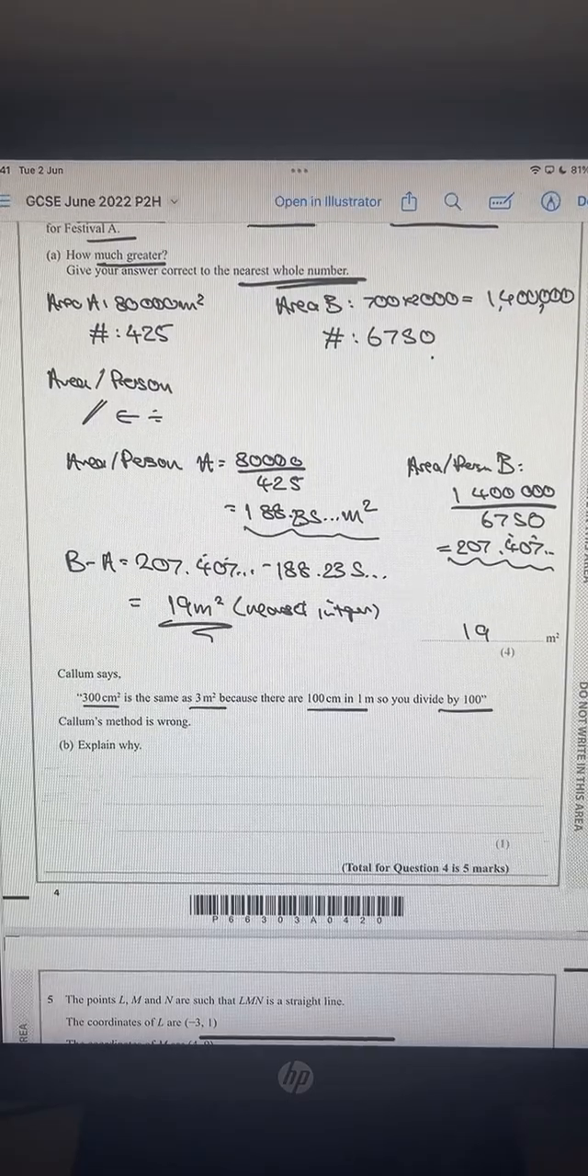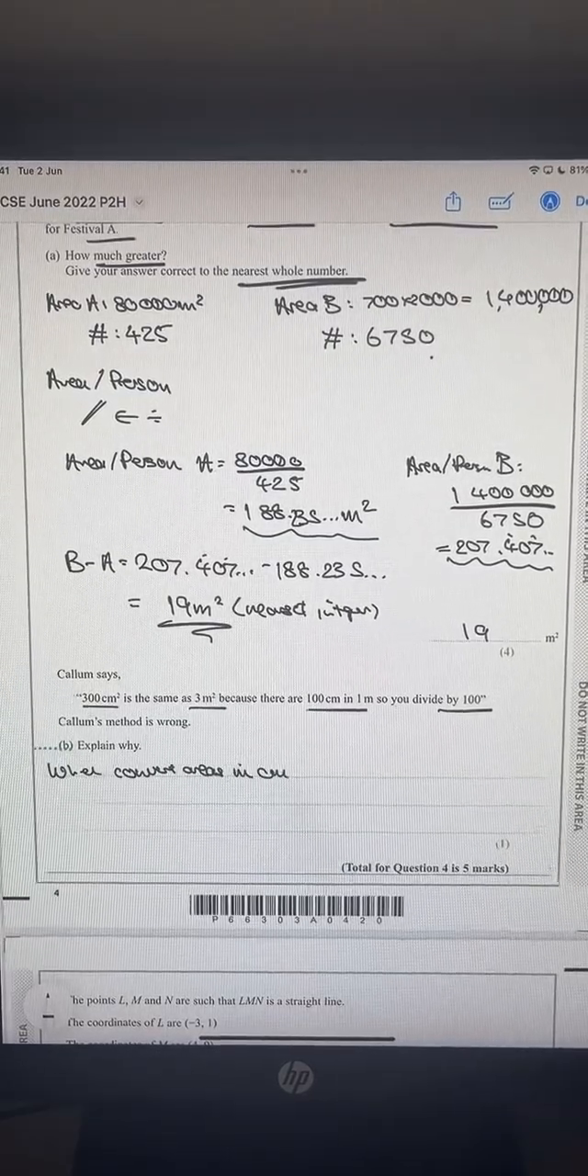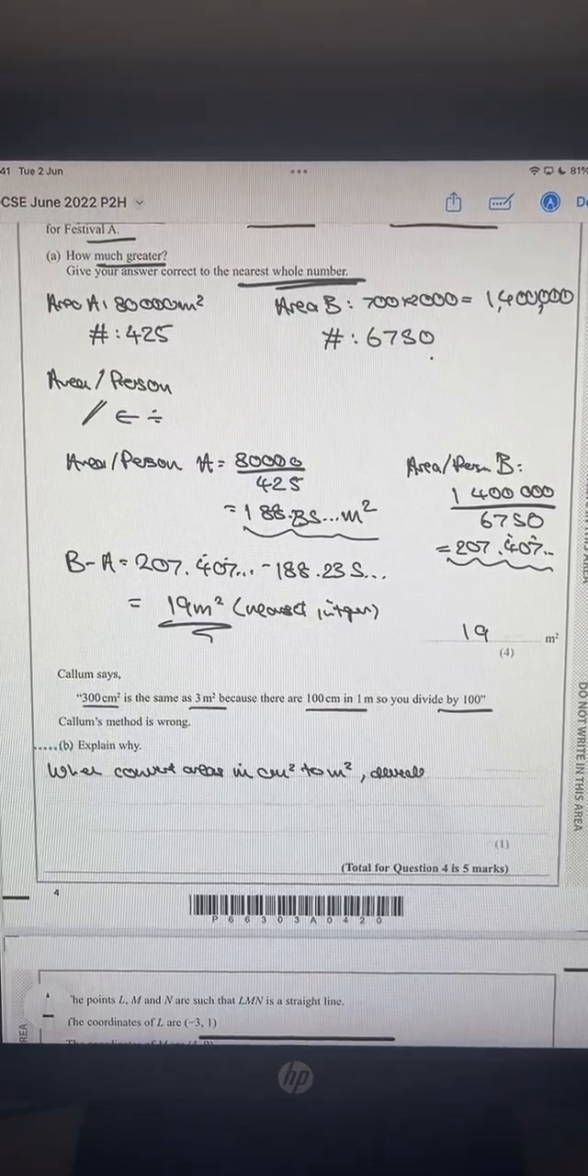So what I'd recommend is say why he's wrong, and then also state what the correct thing should be, just so if you say one of those things incorrectly, your other thing could be correct, and then you may get the mark for that, potentially, depending on the mark scheme. So what I would write here is, I'm going to write shorthand, but you write the full sentence. When you convert areas in centimeters squared to areas in meters squared, you divide by 100 squared because that's the area scale factor.